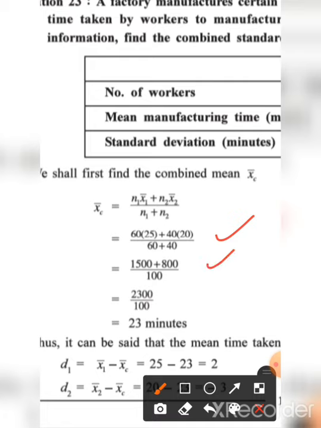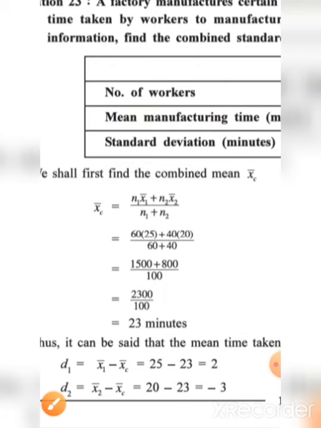Over here you are going to add the denominator, divide it, and you would find it is 23 minutes. Right? Now let us see how to find d1 and d2, because we found the combined mean. So your d1, as you know, is x bar 1 minus your combined mean.